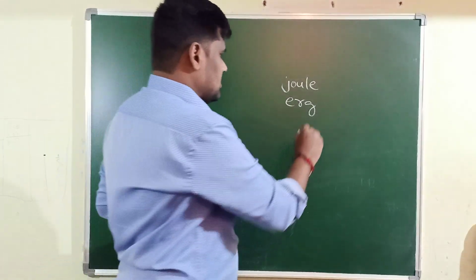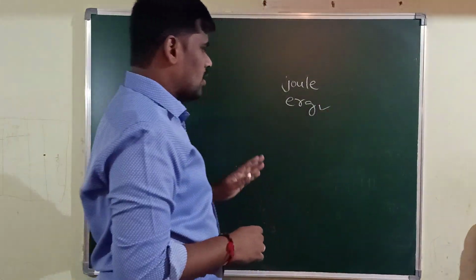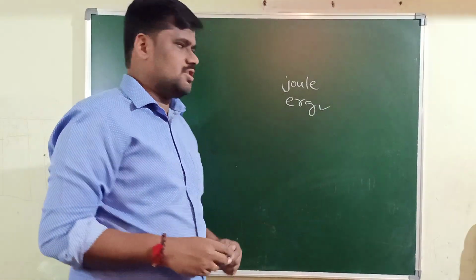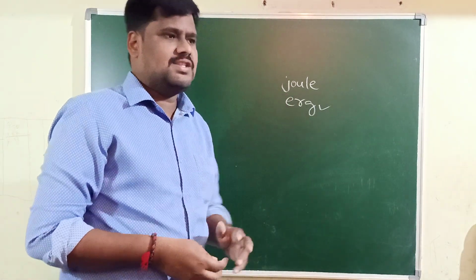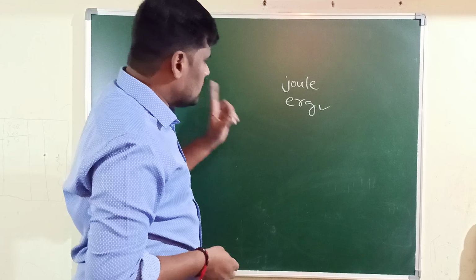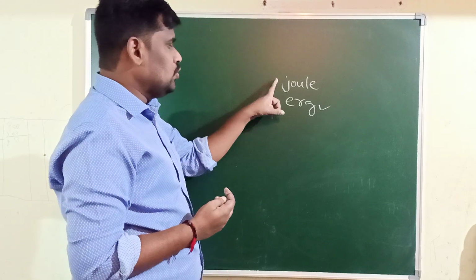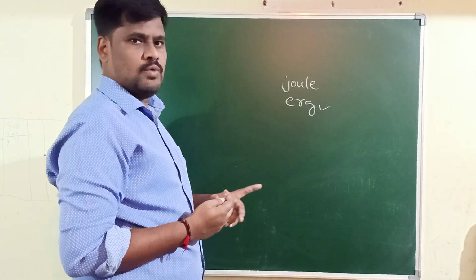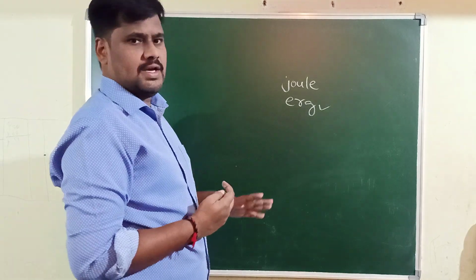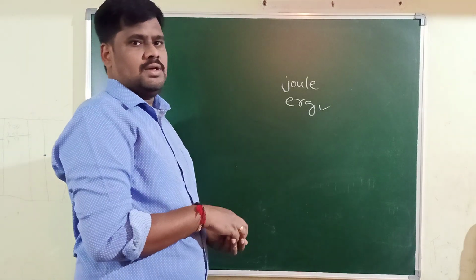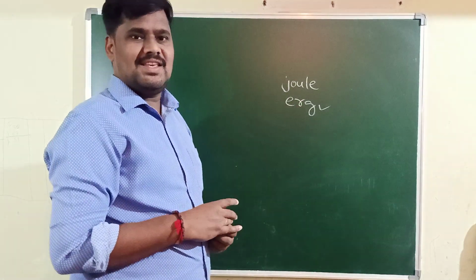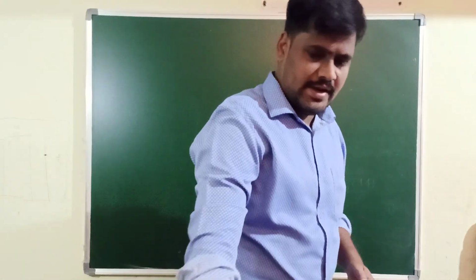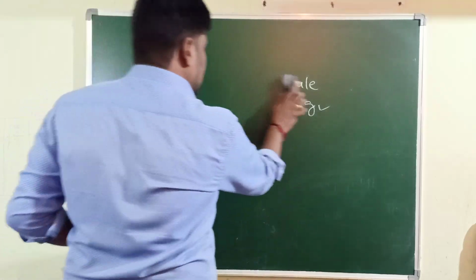Erg is a unit of energy in CGS system. Joule is a unit of energy in SI system. So we are converting joule to erg here, or else we are converting the SI unit of energy into the CGS unit of energy. Take down the next example here.